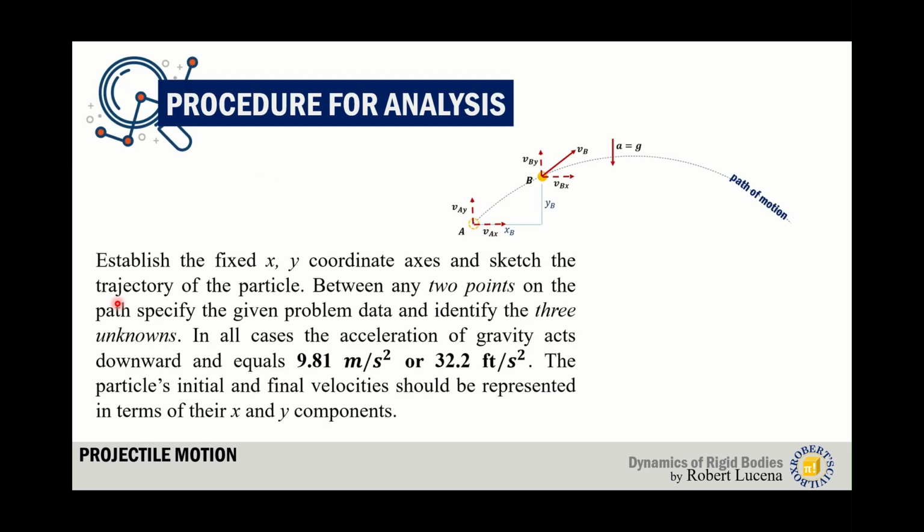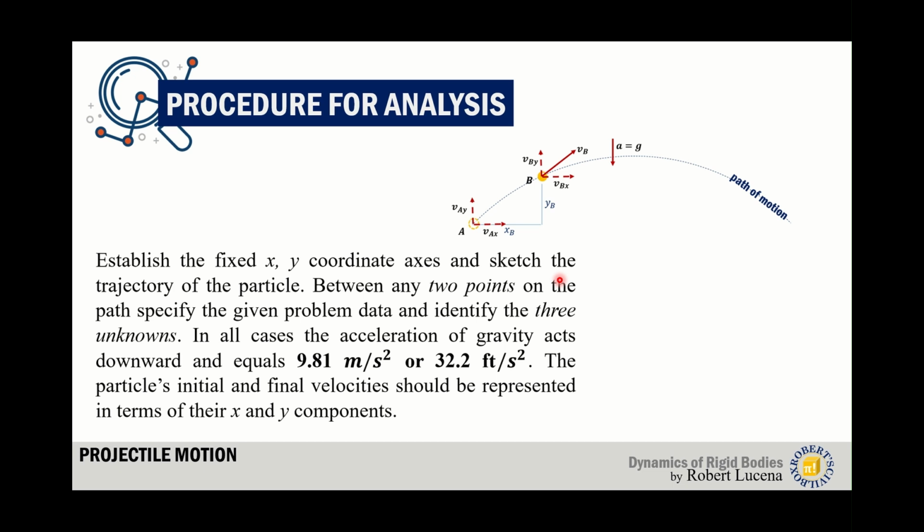So for the procedure of analysis, the first thing we do, we establish a fixed x and y coordinate axis and sketch the trajectory of the particle. Between any 2 points on the path specify the given problem data and identify the three unknowns. In all cases, the acceleration of gravity acts downward and it is equal to 9.81 meters per second squared or 32.2 feet per second squared.